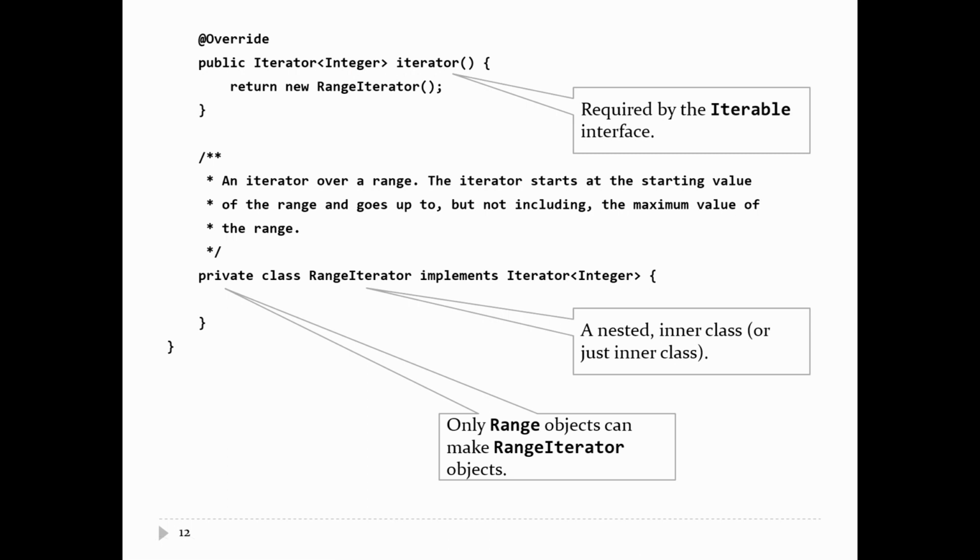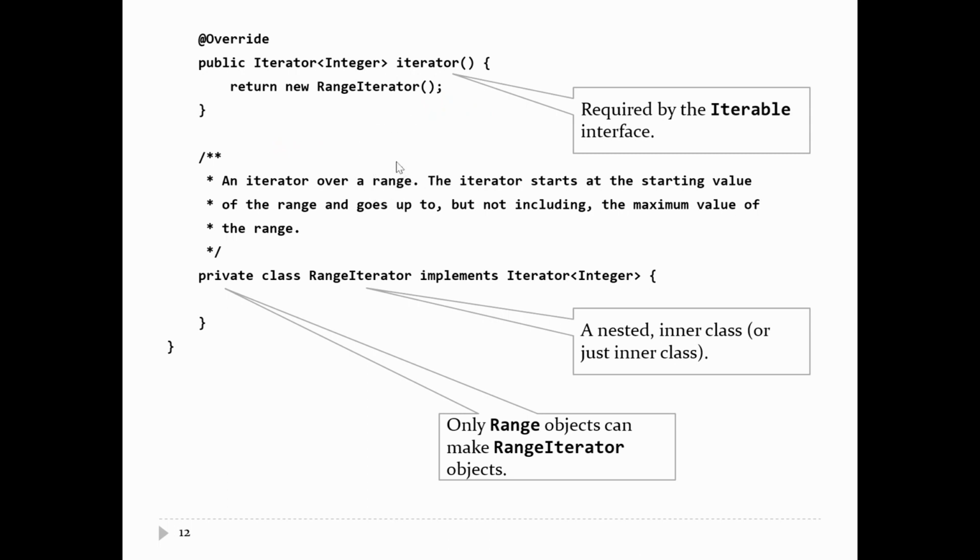We're providing an iterator that produces a number, an integer value. So it's an iterator over integers, right? And now we have a problem, because there is no iterator class that does this for us. So we have to make our own. The class that we're going to make is called RangeIterator. It's an iterator over a range, that's why it's called RangeIterator.